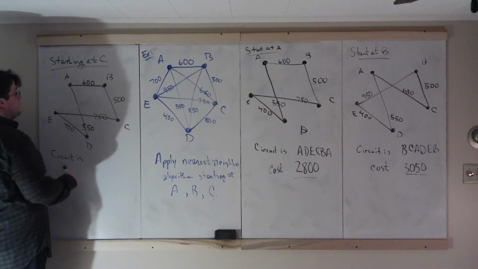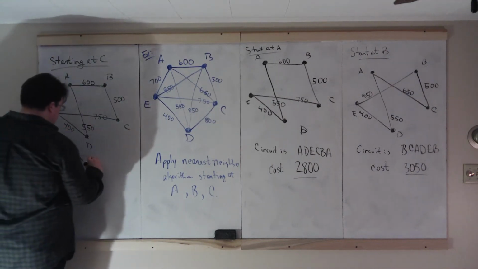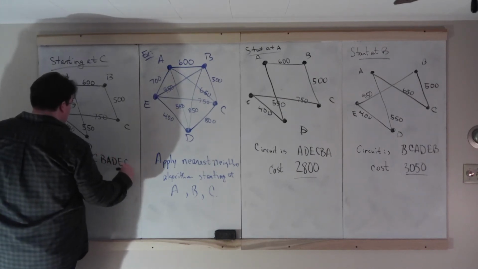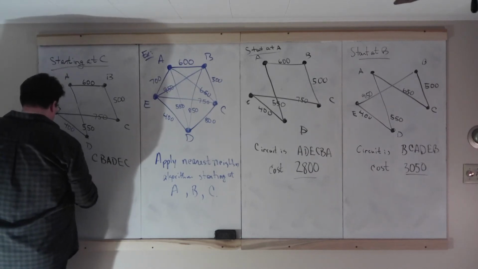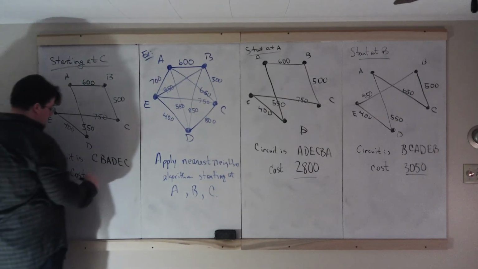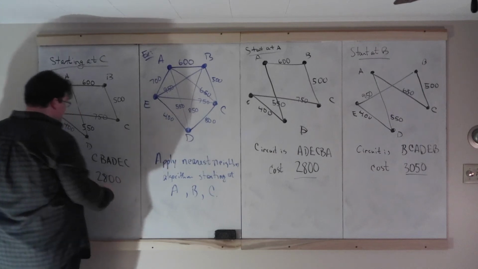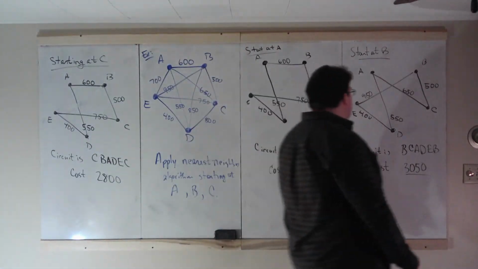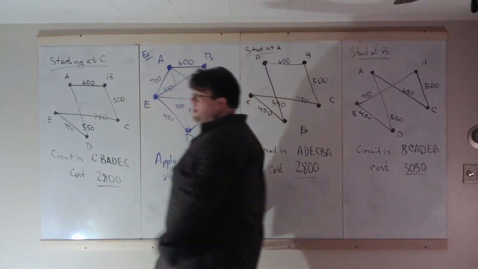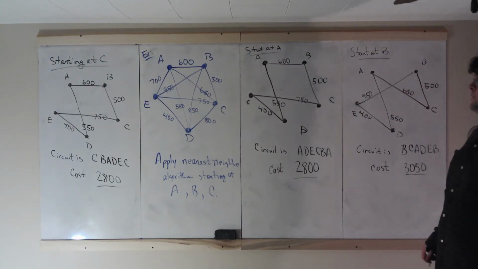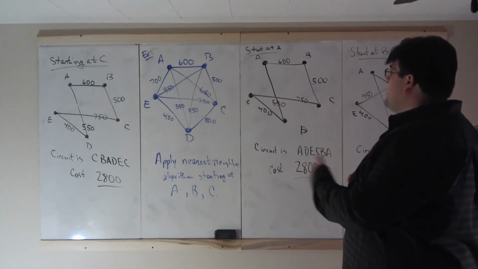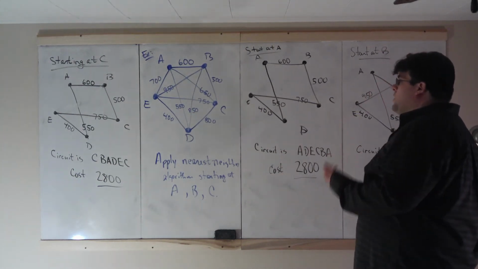So the circuit is what? C, B, A, D, E, C. And the cost is what? 1,100 plus 1,300 is 24, and 4 makes 28. And cost is 2,800. Notice, starting at A and starting at C, we got the same exact cycle. That is possible with this algorithm. I don't know what happens if you start at D or E. Looks like you should see what happens when you start at D or E as an exercise.